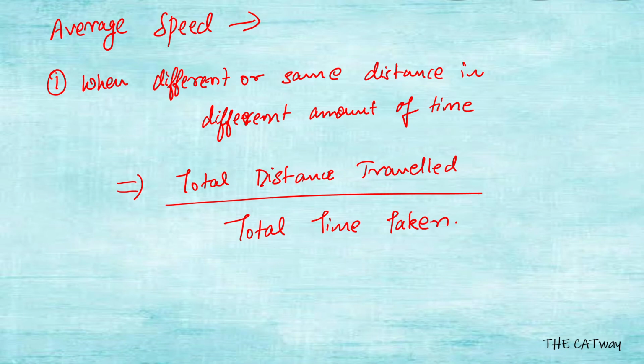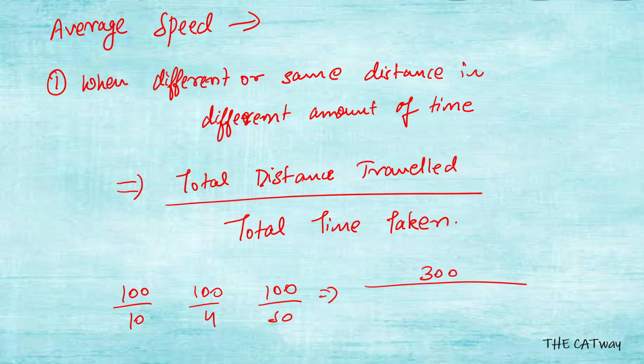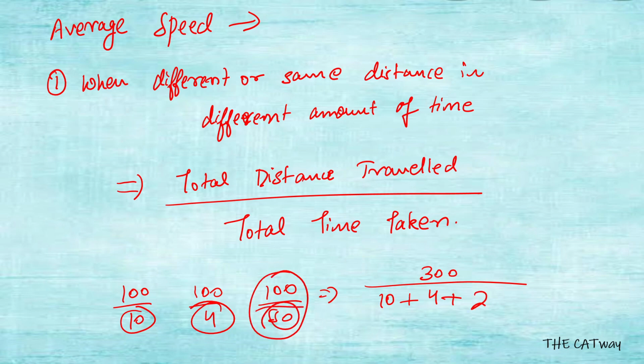So with the example which I gave you: 100 kilometers in the first 10 hours, then 100 kilometers in 4 hours, and then 100 kilometers with a speed of 50. In the first case, what is the total distance that I traveled? The total distance is 300. Now what is the total time taken? In the first case it is 10 hours, in the second case it is 4 hours, and in the third case, since this one is speed, we have to divide and find the time. So time will be 2 hours here. So it will be 300 divided by 16, and that would be the average speed that I will get.